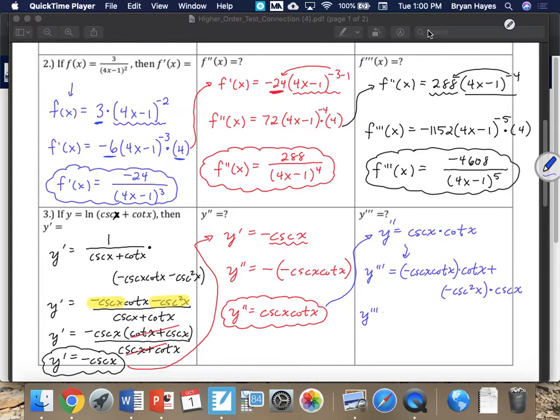And let's see what we can do with our answer here. Let's see if we can't consolidate that a little bit. That's going to be negative cosecant of x times cotangent squared of x. And we're adding a negative, so I'm just going to go minus cosecant squared times cosecant.